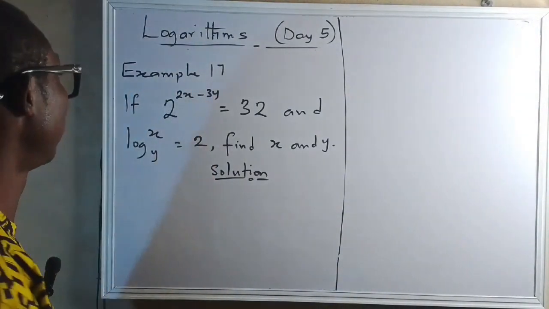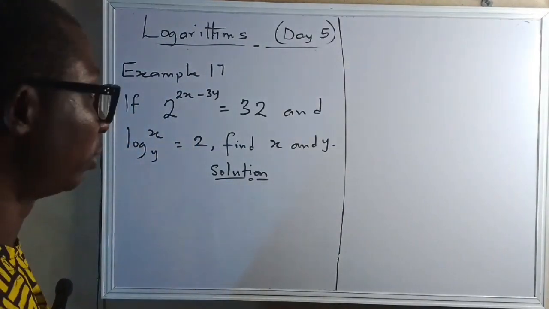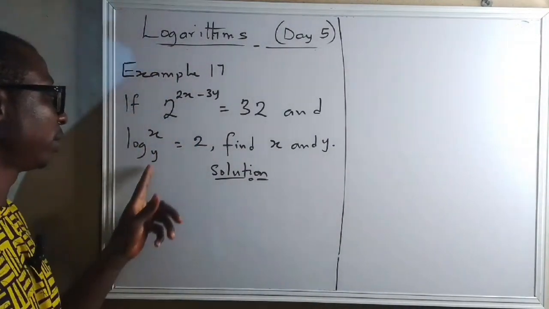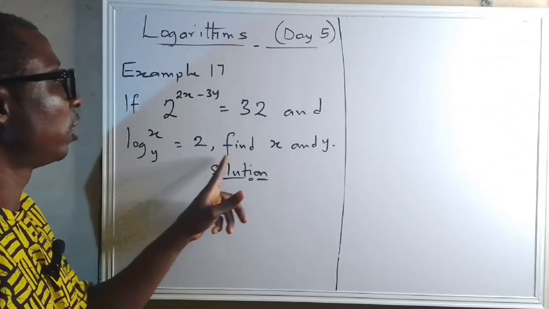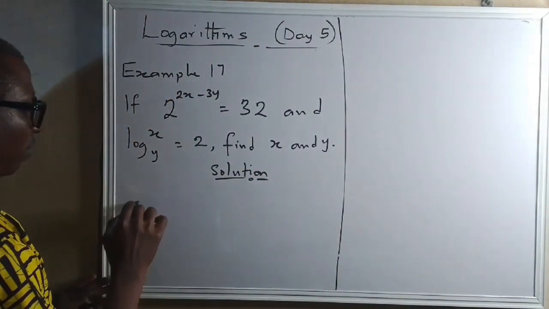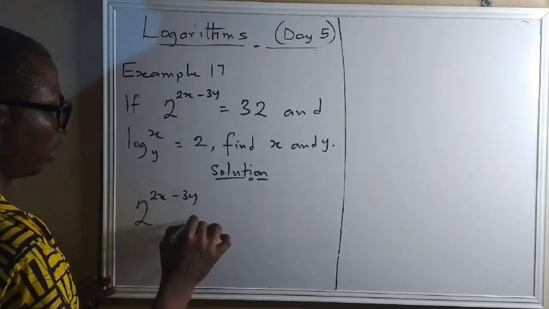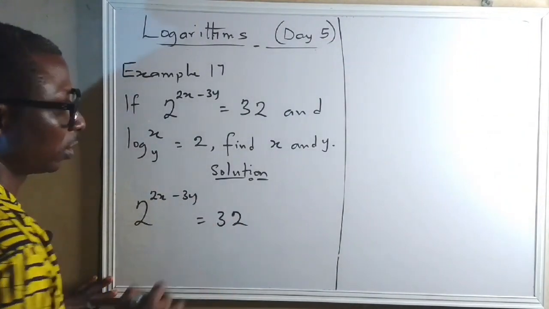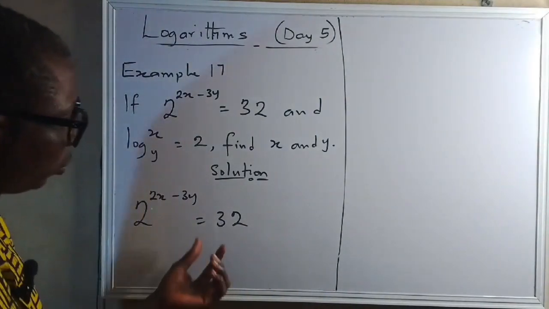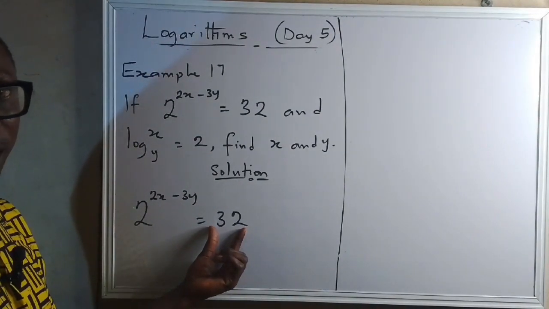Example 17. If 2 raised to the power of 2x minus 3y equals 32 and log x base y equals 2, find x and y. Now, the first equation we have here is 2 raised to the power of 2x minus 3y equals 32. Now, you express 32 in index form. 32 in index form is 2 raised to the power of 5.